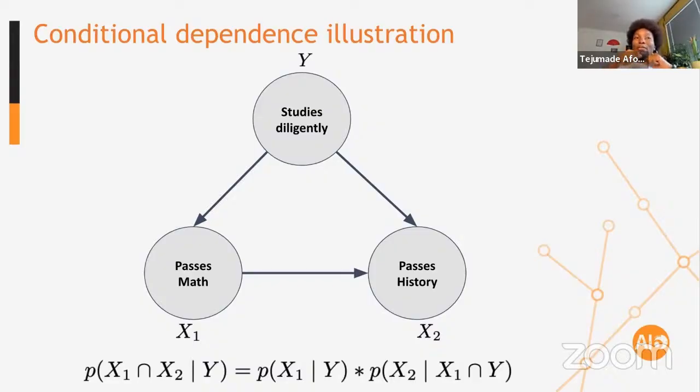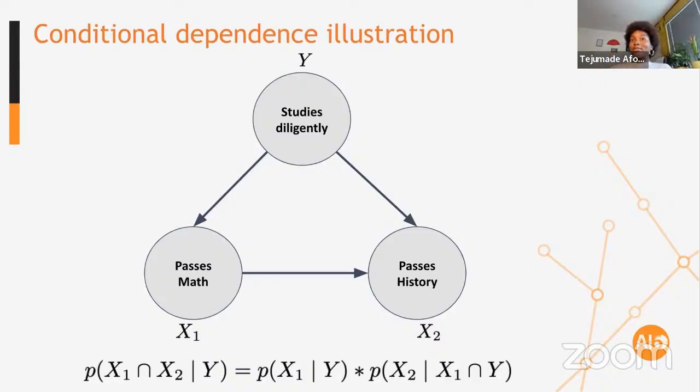So like we said before, we can't say anything about that student passing history until we know that they pass math and they study diligently. This is what conditional is saying: the other event happening is conditional on the previous event happening. So it's like a chain.